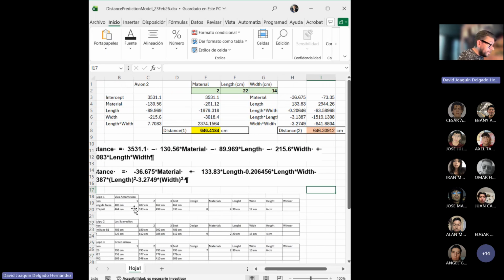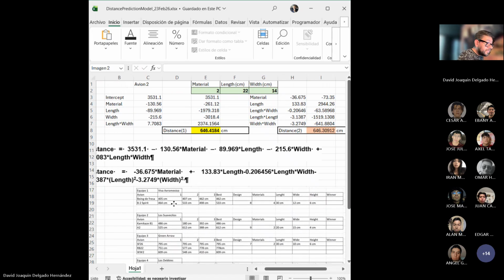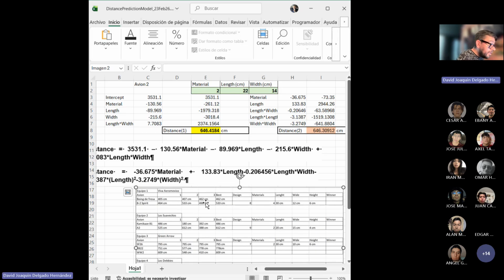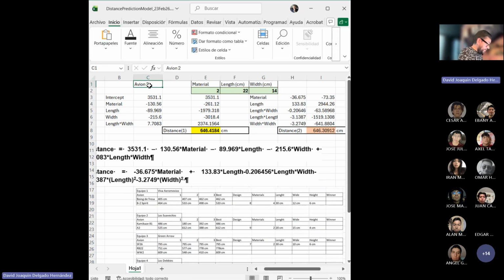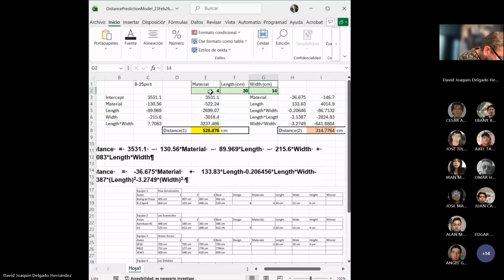Okay, so with the first airplane, the B2 Spirit, let us put it here, B2 Spirit, enter. So what is the input data in green? Material is 4, then I have 30 centimeters length, and I have 12, right? Width. 12.